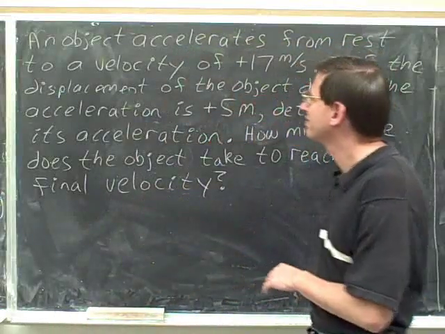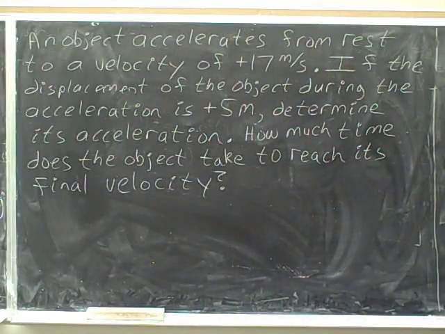Let's try another problem. An object accelerates from rest to a velocity of positive 17 meters per second. If the displacement of the object during the acceleration is positive 5 meters, determine its acceleration. How much time does the object take to reach its final velocity?